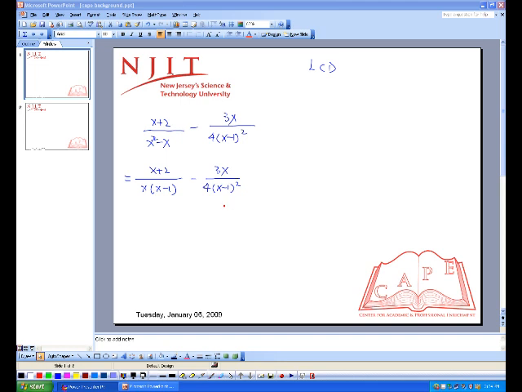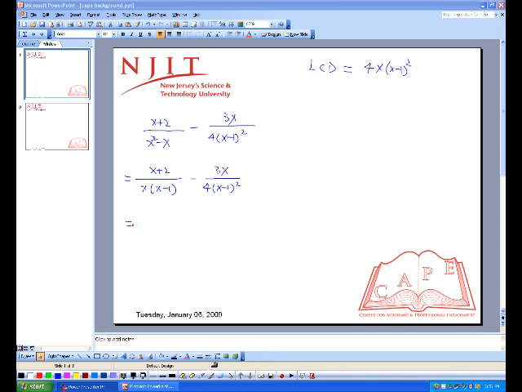So to get the least common denominator, we know that 4 is the least common multiple of the numbers, and then x should be part of the least common denominator, and also x minus 1 squared should be part of the least common denominator. Okay, so that should be the least common denominator. So we finished the first step.